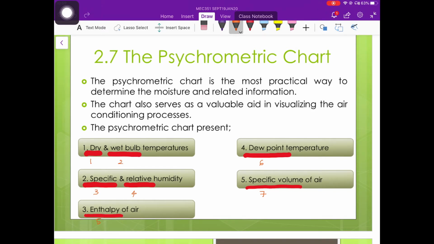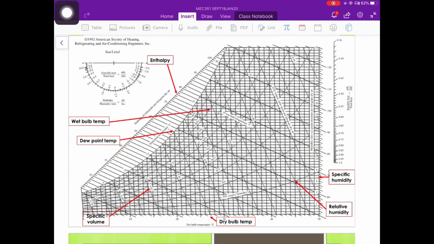As compared to the equation method, the psychrometric chart is the most practical way to determine the moisture and related information. The psychrometric chart also serves as a valuable aid in visualizing the air conditioning processes. Here is an example of a psychrometric chart.